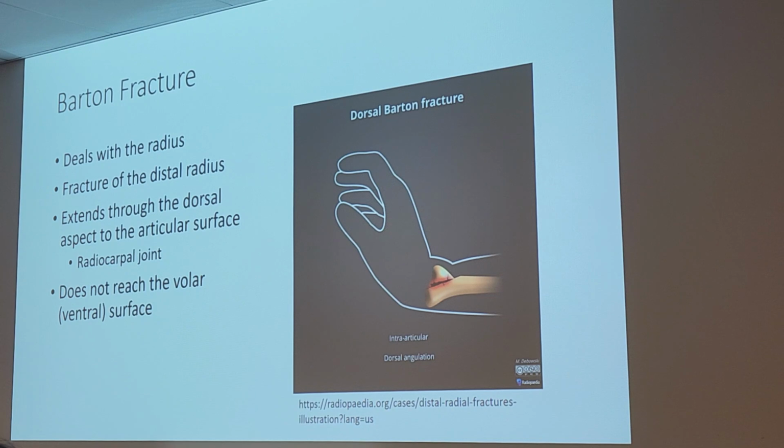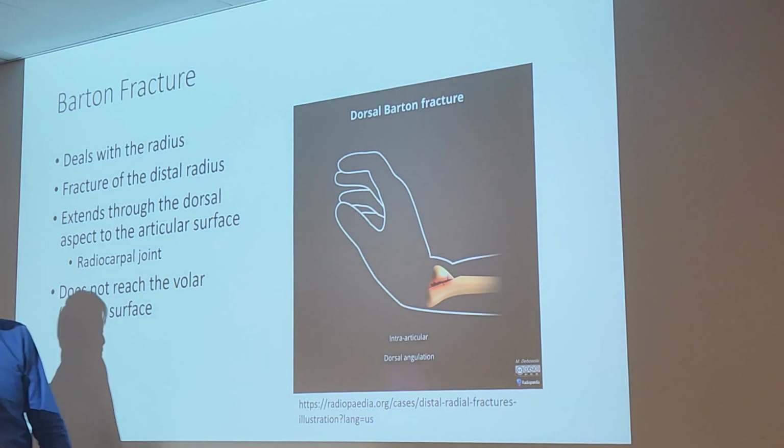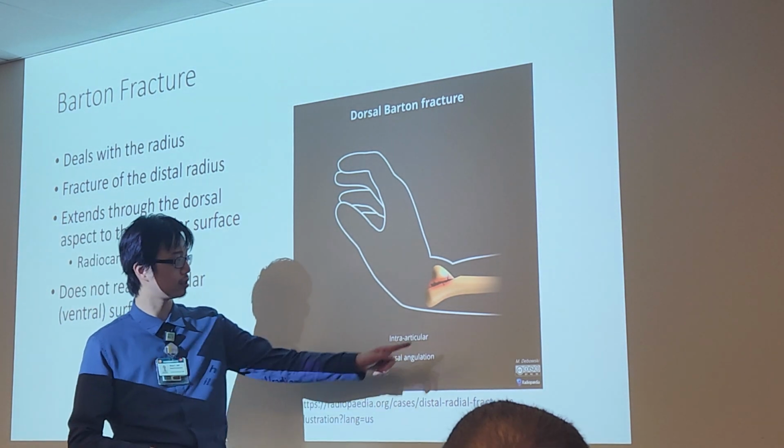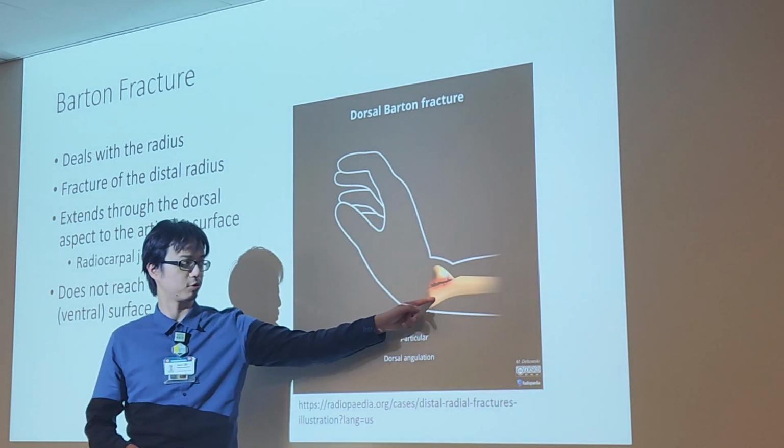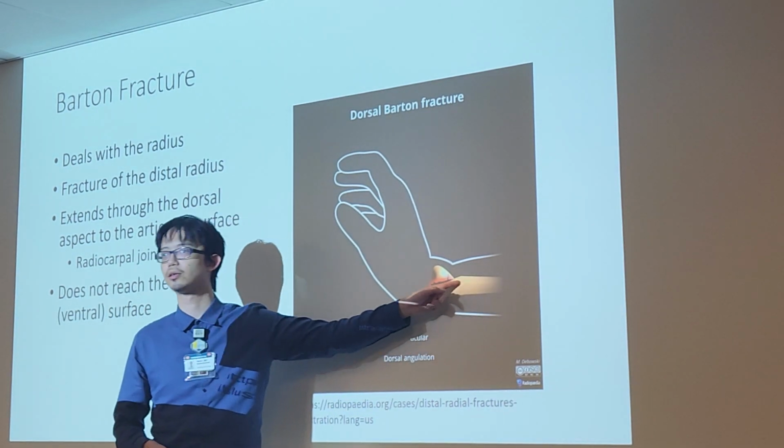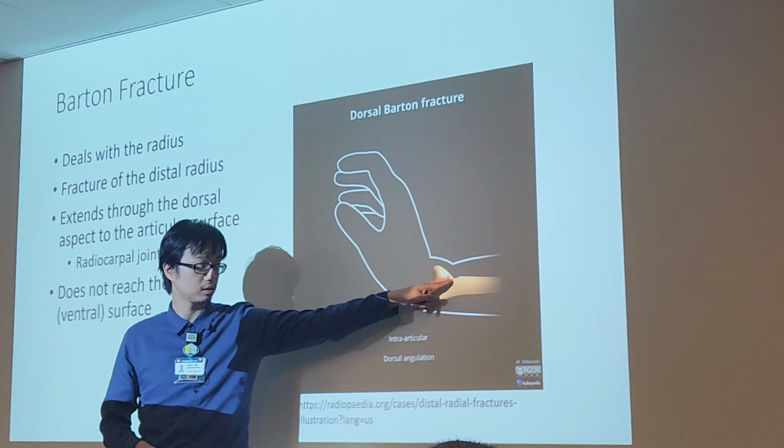All right, so with what little time we have left, let's talk about some fun fractures. Okay, number one, Barton fracture. If you take a look here, this is going to be of the wrist. You've got which bone right here? Radius. Radius, and do you see what happened to it?